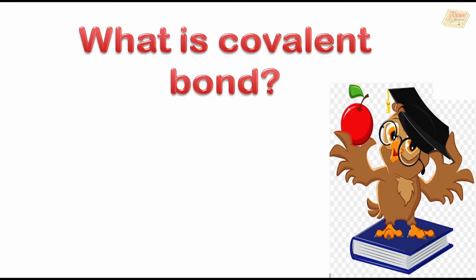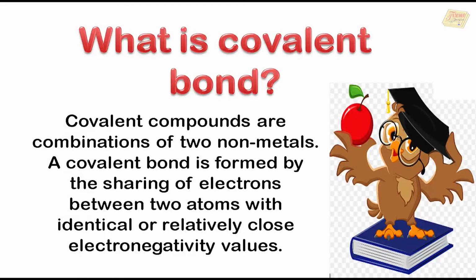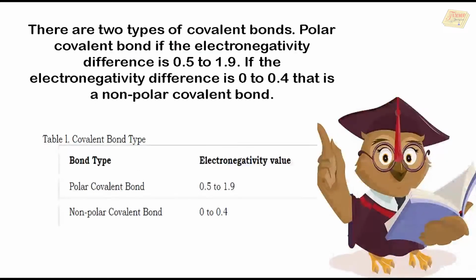What is covalent bond? Covalent compounds are combinations of two nonmetals. A covalent bond is formed by the sharing of electrons between two atoms with identical or relatively close electronegativity values. There are two types of covalent bonds. Polar covalent bond if the electronegativity difference is 0.5 to 1.9. If the electronegativity difference is 0 to 0.4, that is a nonpolar covalent bond.